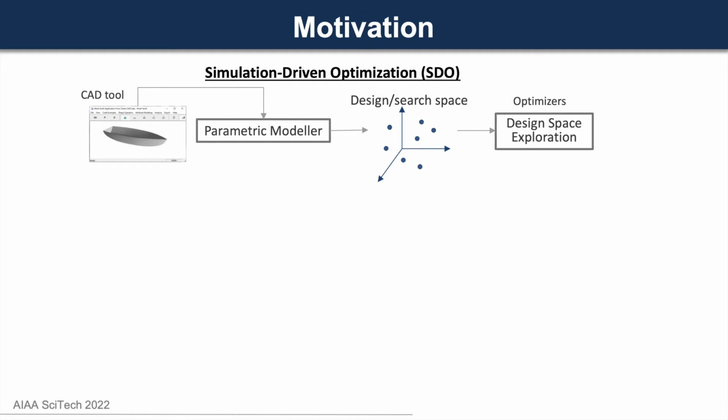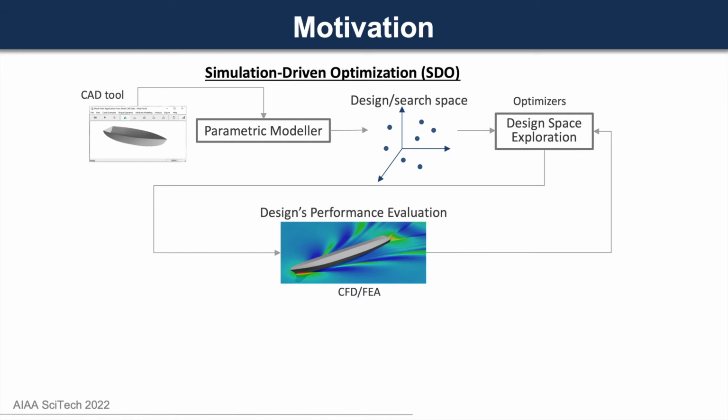An optimizer first finds a design instance in this space, which is then evaluated with simulation tools such as CFD or FEA. The outcome of these tools is given back to the optimizer, which helps us propagate through this space and find an optimum design.